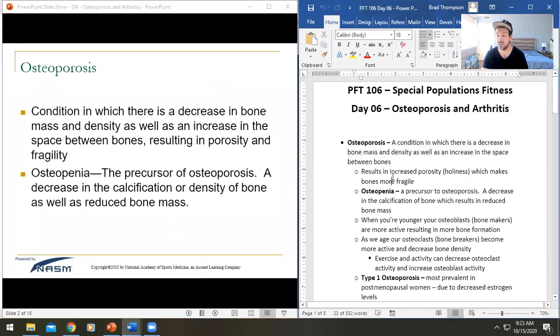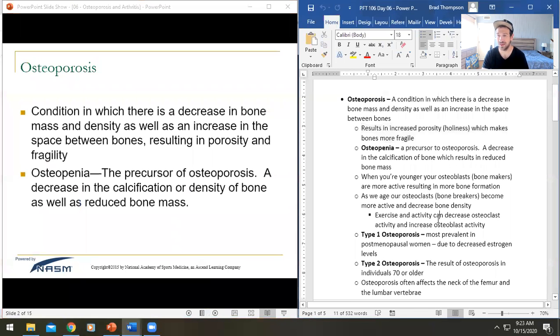So what causes osteoporosis, right? Oh, I forgot. It's an increased porosity or holiness in your bones. Not that your bones are more holy, it's that your bones are more holey. That's my favorite stupid joke. I'm sorry. But there's more holes in your bone. You get the bones of saints.